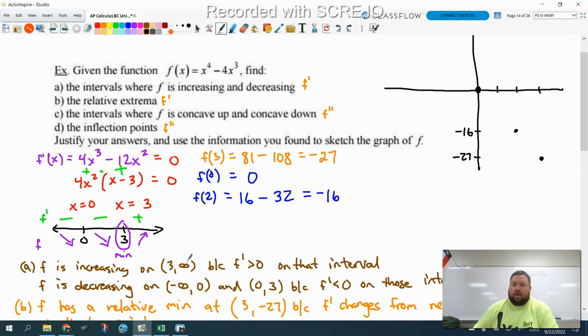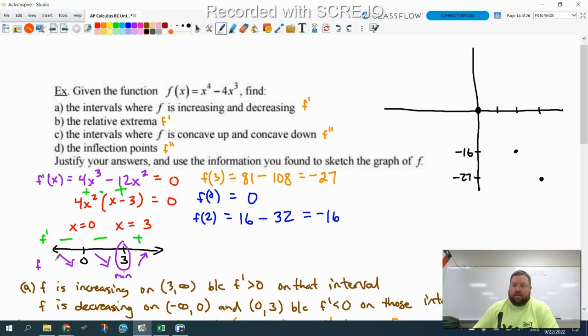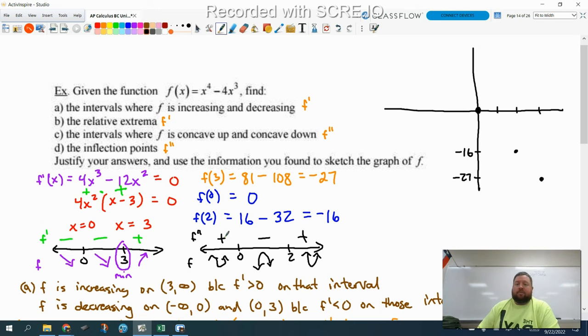Okay, so I want to be able to see it on my screen. So I have my F prime list here. I'm going to move the number line for F double prime up here. So it was 0 and 2, F double prime and F, and so it was positive and then negative and then positive. So I was concave up, concave down, and concave up. All right, so from negative infinity to 0, I'm decreasing and I'm concave up. So that's going to be something like this.